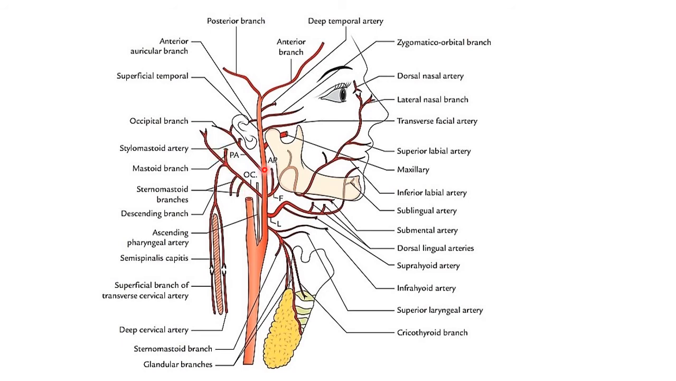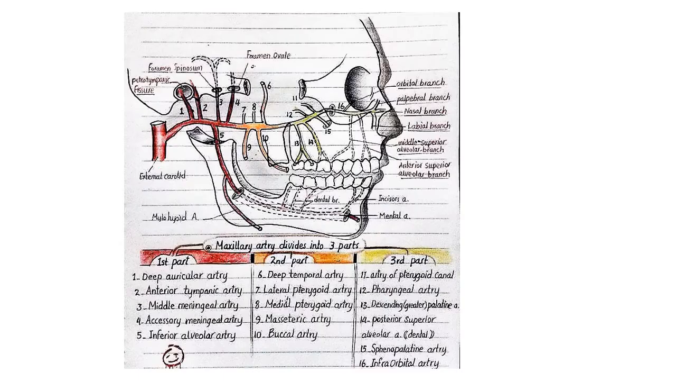Then there is the posterior auricular artery, which gives off the stylomastoid branch and an occipital branch, followed by the terminal branches, the maxillary artery, whose branches we will discuss later on, and the superficial temporal artery. Its branches are the transverse facial artery, the zygomatico-orbital artery, the anterior auricular branch, and the deep temporal artery, finally dividing into an anterior branch and a posterior branch.